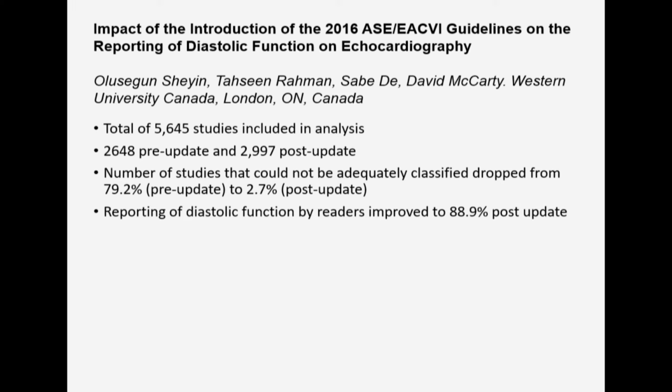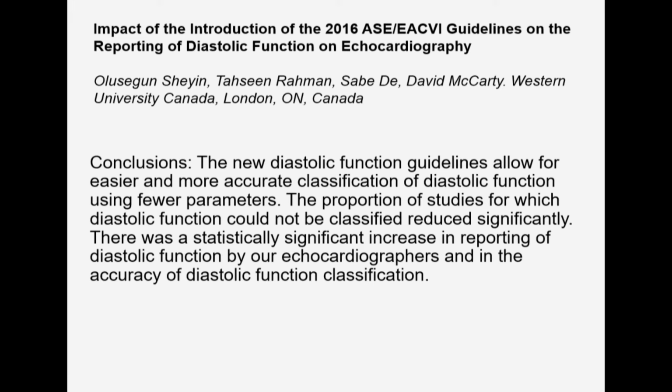Also, since its publication, several labs have tried to look at how these guidelines affect their flow and their yield. Notice that the number from this particular group from Canada, the number of studies that could not be adequately classified when the guidelines were published, dropped from 79% to 2.7%, and the reporting of diastolic function improved to 89% after the update. And that was their conclusion.